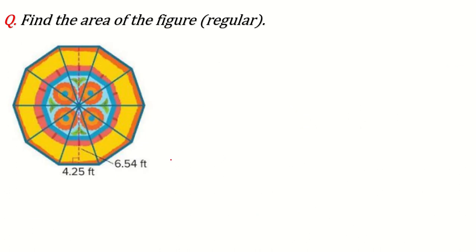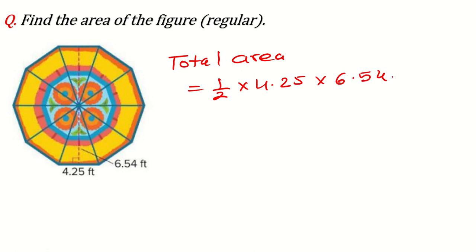Okay. Now next question, same type of question, find the area. So this time I am writing total area. Okay. So total area is equal to half times base times height. And how many triangles do we have here? 1, 2, 3, 4, 5, 6, 7, 8, 9, 10. So multiply by 10. 10 divided by 2 is 5. Now again I am doing it with the calculator. This is 4.25 multiplied by 6.54 multiplied by 5.